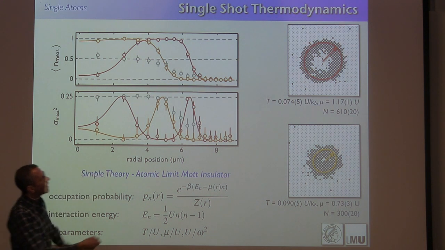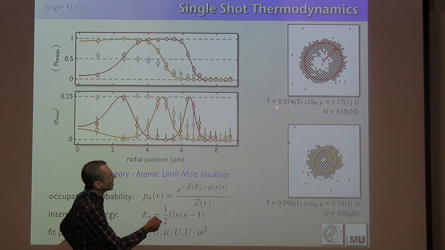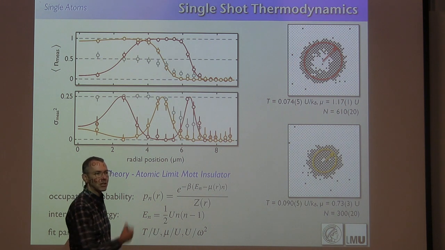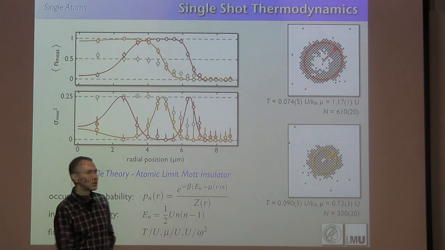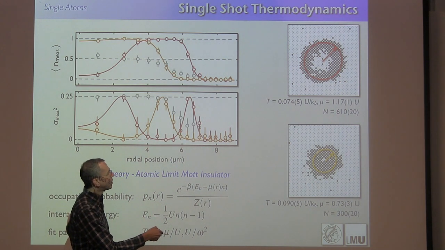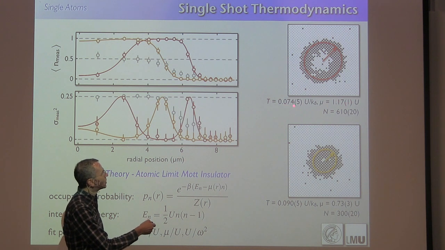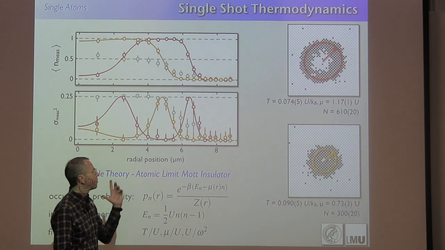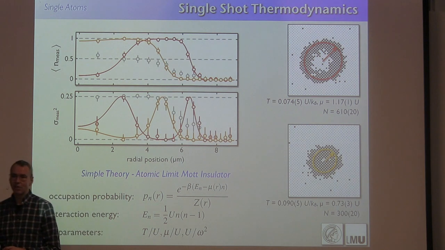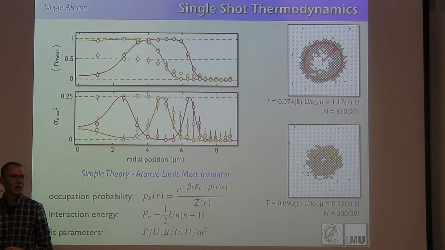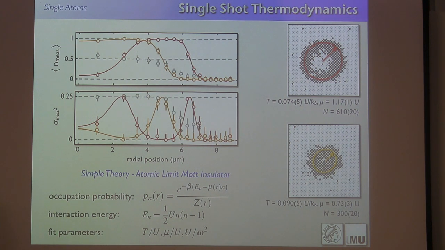And for example, take an image like this one and determine precisely the temperature, chemical potential, and particle number in the system. So this was about 600 particles, chemical potential 1.17 U, and 0.07 U temperature, which was probably in this case just a few nanokelvin, that we can determine from that. Okay, so just by counting this number of defects.